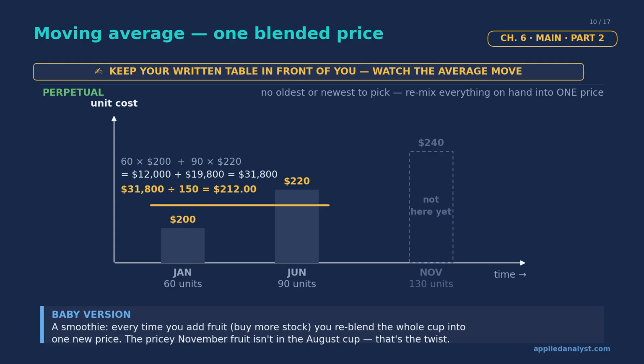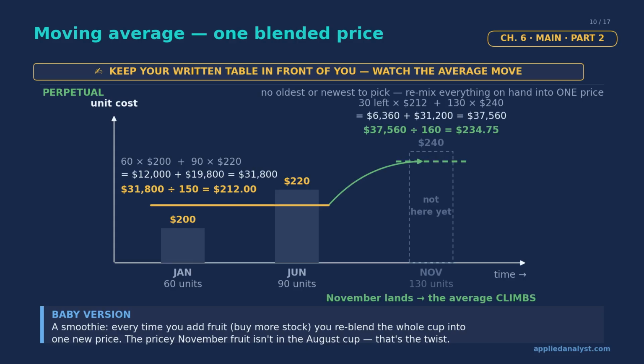Then watch what happens when the pricey November batch lands. The blender runs again, $37,560 over 160 units, and the average climbs to $234.75. That is the perpetual twist you can see. But do not just take the 212 on trust. Next slide, we build it from scratch so you can reproduce it on your own paper.